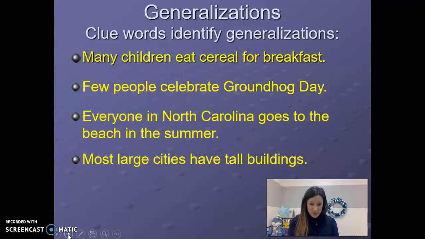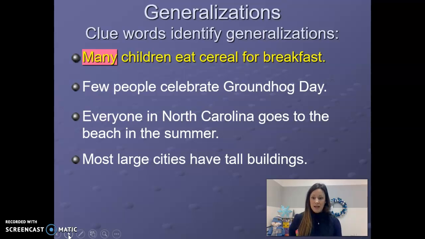After you get these written, now you're going to highlight, circle, color. If you have a crayon, whatever you have available to you, you're going to color the clue words. So in the first sentence, the clue word is many. So we're talking about many people. That makes this a generalization. We're not talking about just one specific child or even a few.